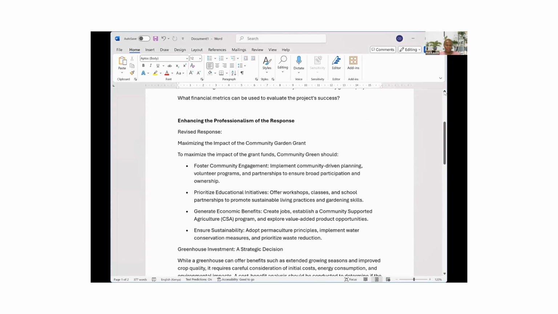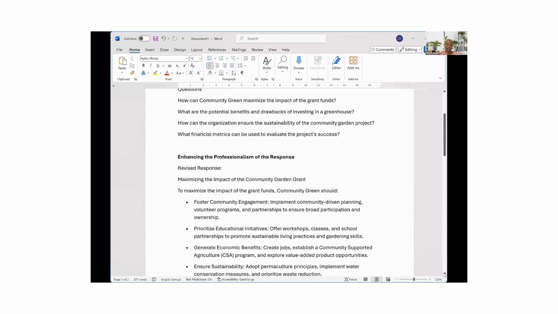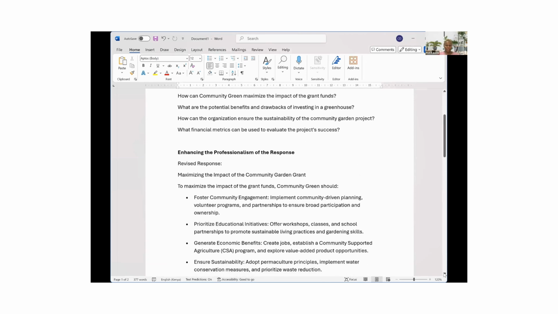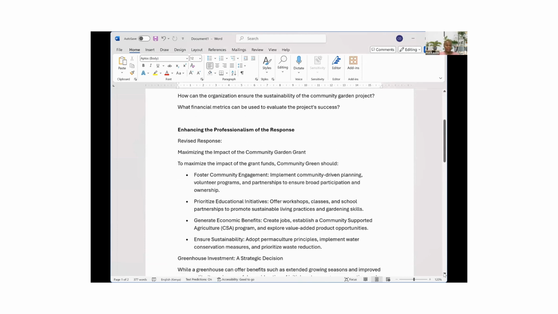Yeah, so you can see the first question was how can the community maximize the impact? Remember, this is an NGO, and we are looking at the impact of the grant. So we are actually asking, how can we manage the funds so that we get the best return out of it? We can get the maximum value from a grantor point of view.